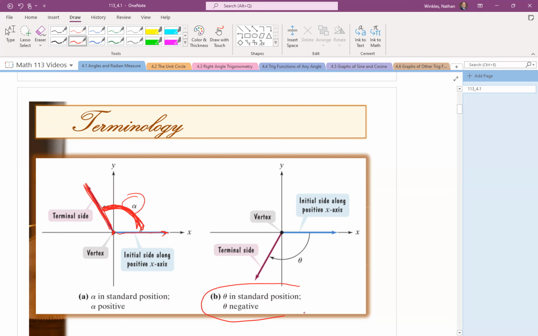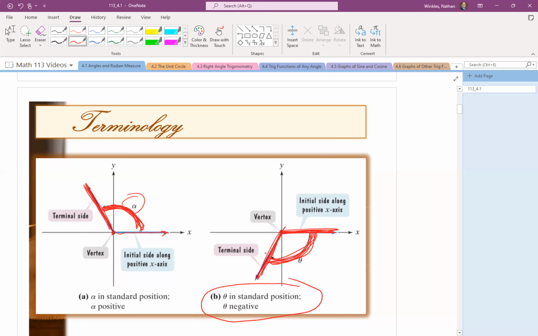So like in this second one here, it says that our angle theta is in standard position. That means that we started along the positive x-axis. But in this case, we're told that our angle theta is negative. So since our angle theta is negative, what that really tells us is that instead of going counterclockwise, we're going to go clockwise here. Then we still have our terminal side that's down here.